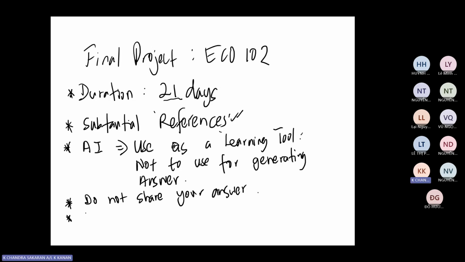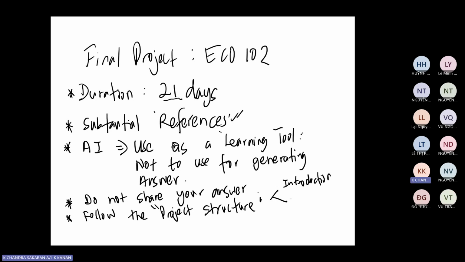Then you must follow the project structure given in the project question. The structure is given. For example, you have an introduction, so you write down the introduction. Then maybe the second part will be the theoretical framework, I'll just give you an example. Then you write down the theoretical framework: what are the theories and models that are used for this question? So the structure will be given in the question. You just follow the structure and fill in all the details according to it.